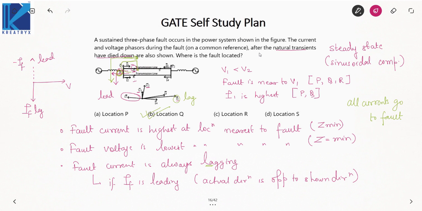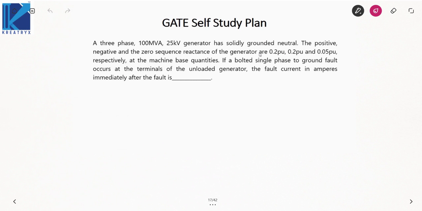Okay. Moving on. Next one, it says a 3-phase 100 MVA 25 kV generator has a solidly grounded neutral. Means Xn is 0. The positive, negative and zero sequence reactances are given. If a bolted single phase to ground fault occurs, we need to find the fault current. Again, it is based on line to ground fault. 3 by x1 plus x2 plus x0, because there is no xn. So 3 by 0.45, 1 by 0.15.